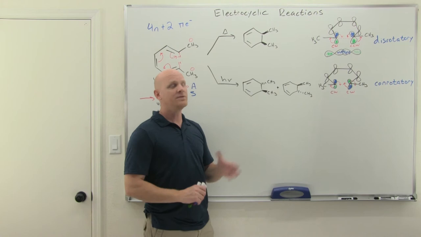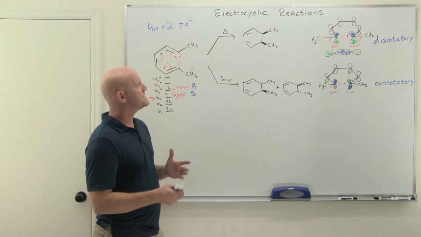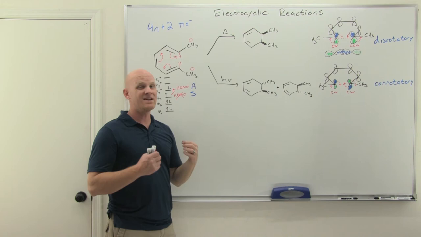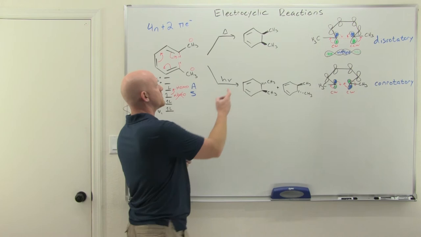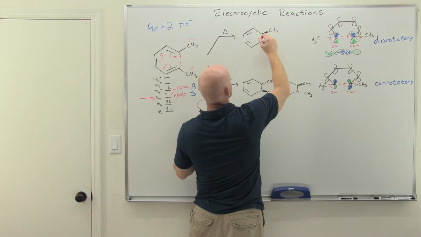Now, one thing to note, and I said it was important, when you're counting your pi electrons, to count the number moving in the transition state, not the number in your reactant, because these reactions are reversible. So if I was going to reverse this reaction to go back to my open chain here, what I would do is just undo the arrows we did to close it.